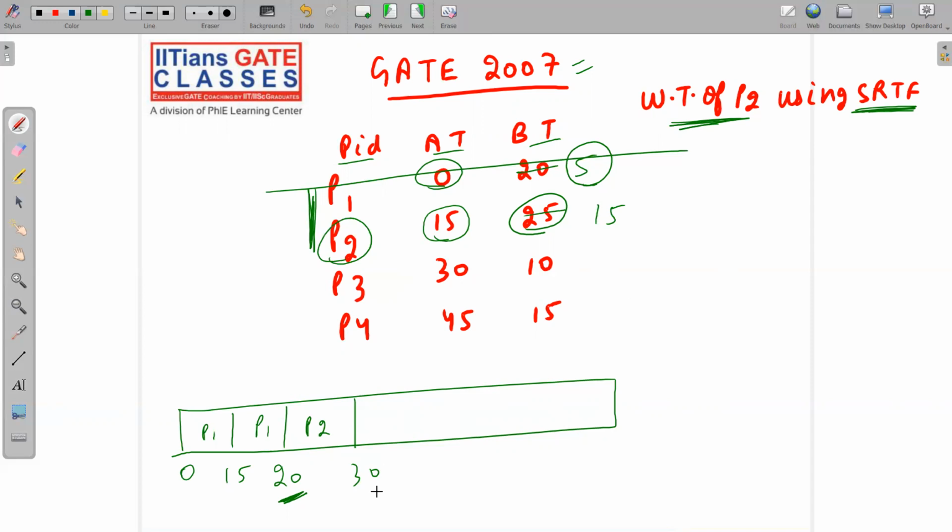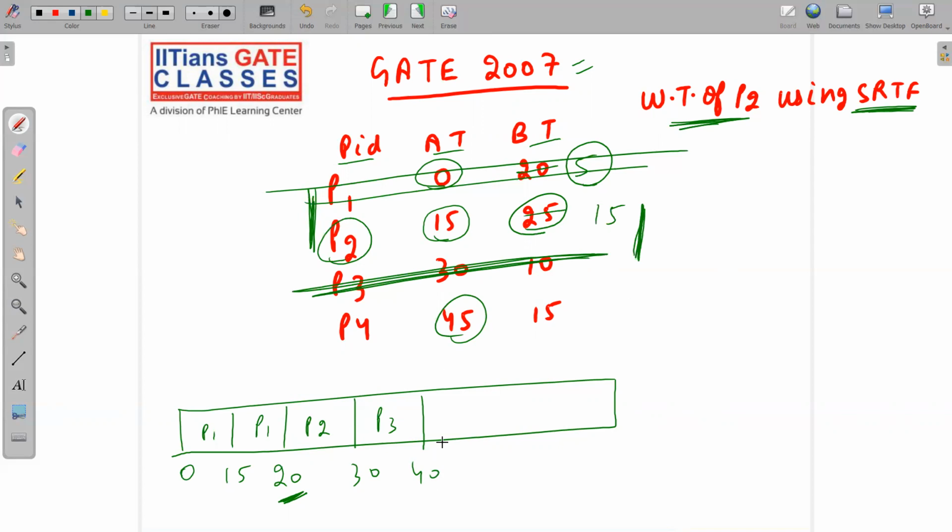So now at 30, we have two choices, P2 and P3. Do not say P1. P1 is over, that's why I have cut it out. Now between 10 and 15, P3 has the least remaining time. So P3 will be executed. Now till what time? At 45, P4 is coming into the picture, but its burst time is 10. So till 40, P3 will be executed and P3 will be over.